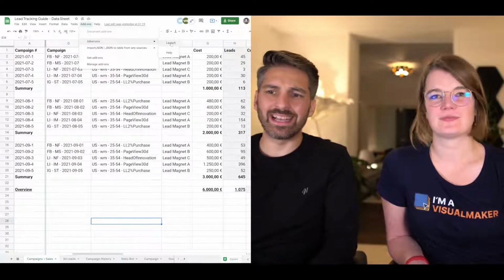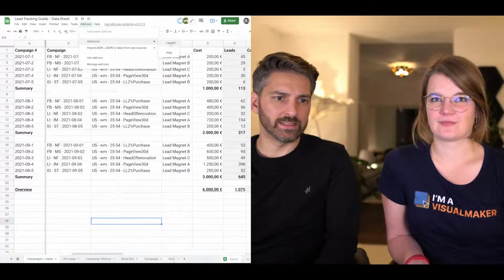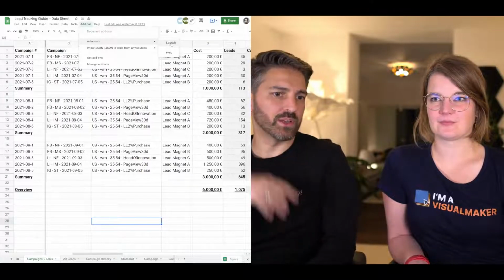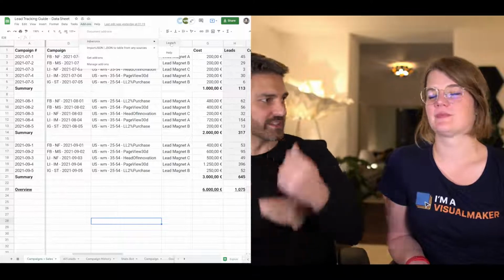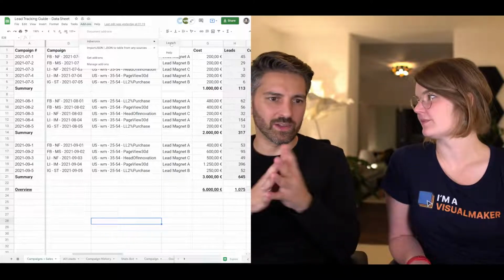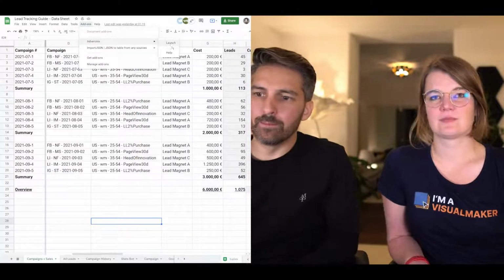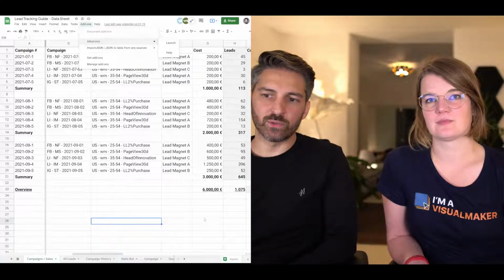It's just not as stable as Supermetrics, so sometimes you have to make sure that the schedule is still working. It's not bad or anything. It's just the difference between a free tool and a paid tool.